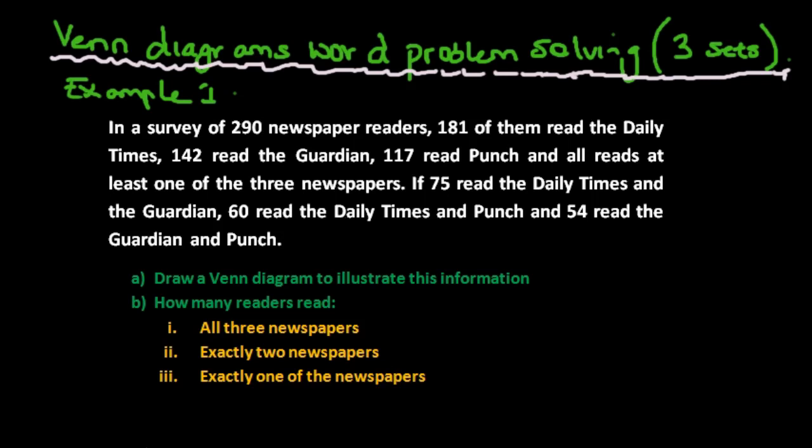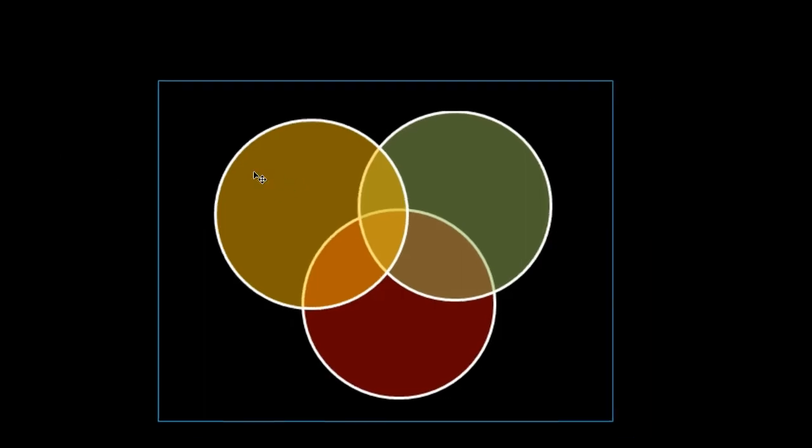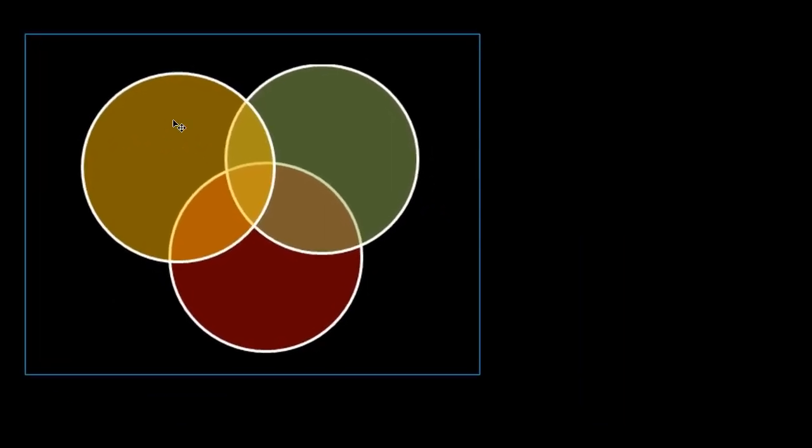So let's draw our Venn diagram and transfer this information to it. I have a Venn diagram here already, and I put it in one corner so I can use the other side to solve. Let me represent this with Daily Times. I prefer to use just D, and this to be Guardian readers, and the last one here to be Punch.